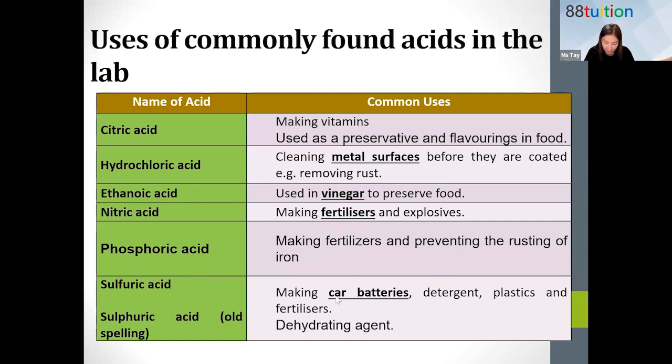Sulfuric acid, you can commonly find it in car batteries. Car batteries are huge, not like the common ones that we use. Detergent also contains sulfuric acid. Plastics, fertilizers: when I say they contain, they are actually used to make detergent, to make plastic, to make the fertilizers. It is also commonly used as a dehydrating agent. Dehydrating means to remove water, to remove moisture.